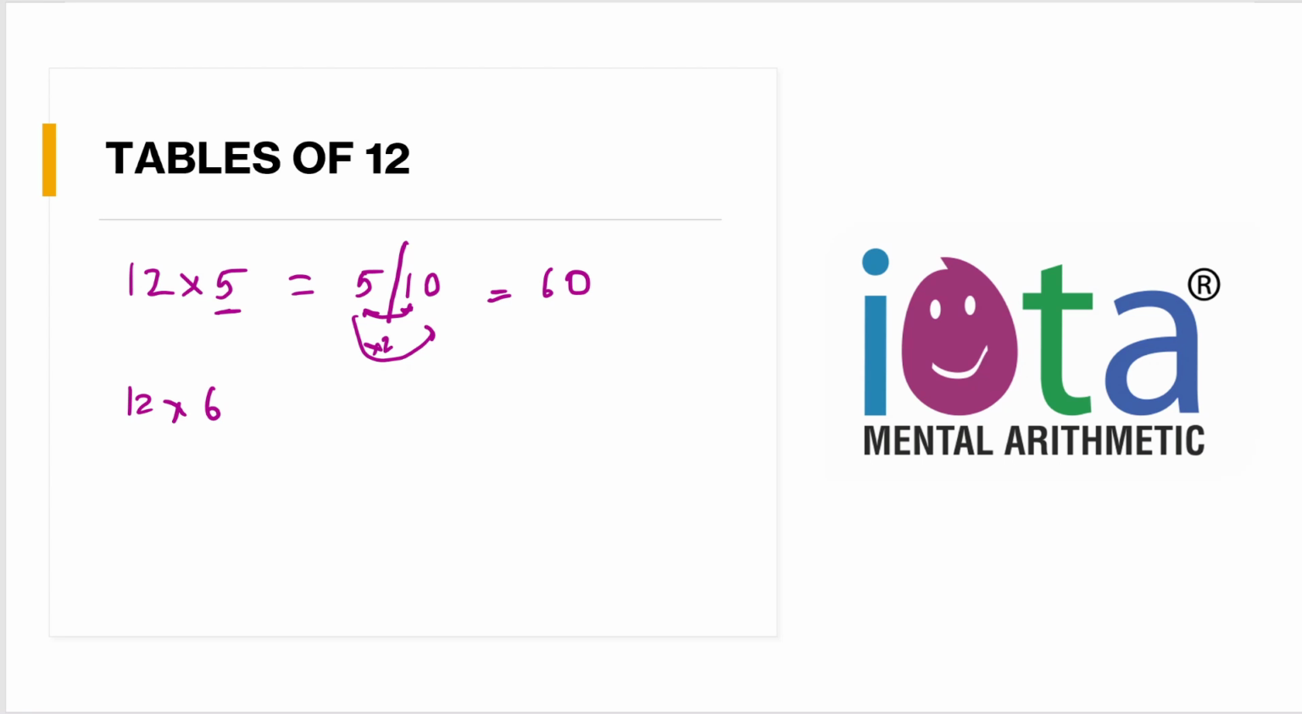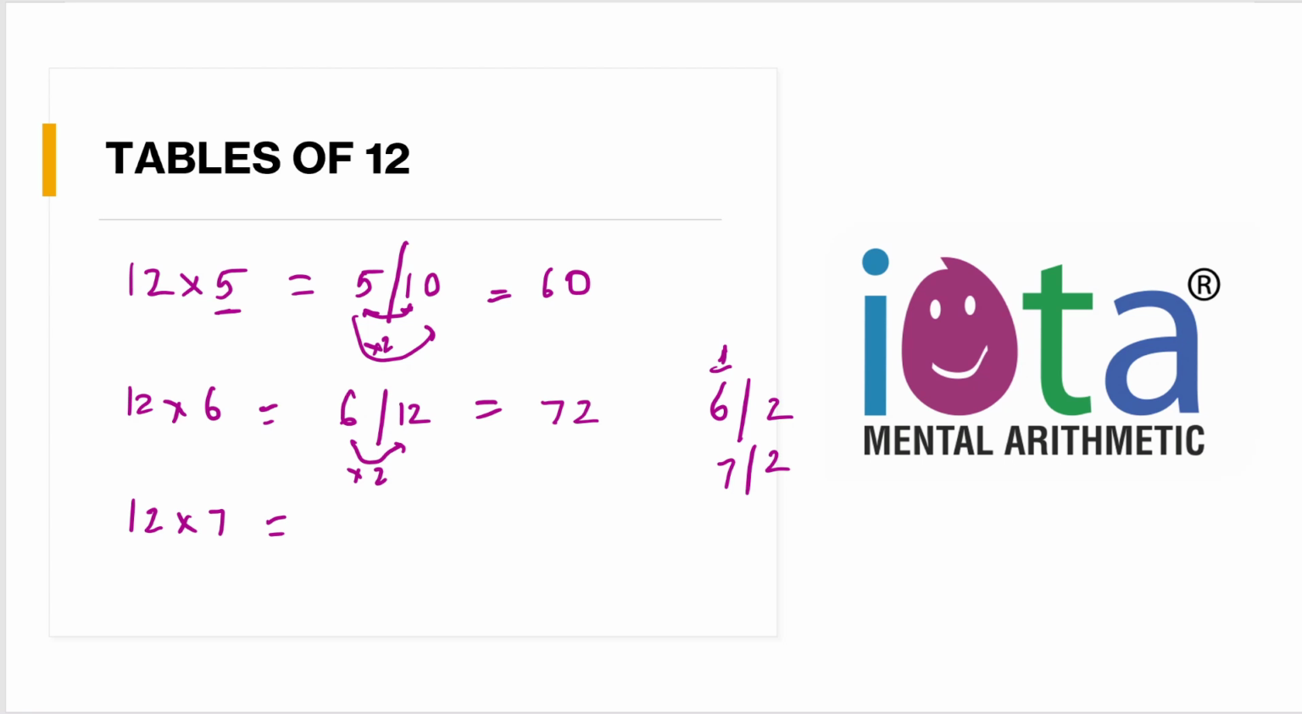Now 12 sixes are, so write 6, then again multiply by 2, you will get 12. So 1 will get carried, so 72. You can also write like this, students. If you get confused, you can also write the 1 carry like this. So this will be 72, very easy. So let me now show you that type of carrying. 7, so write 7 here, twice that will be 14, so 4 and carry 1, so that will be 84.